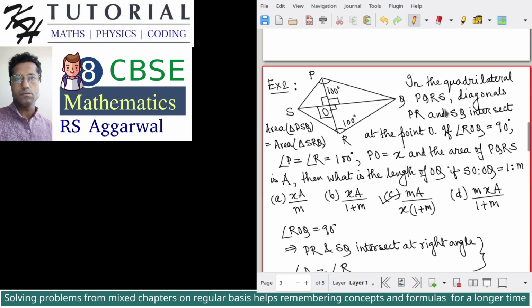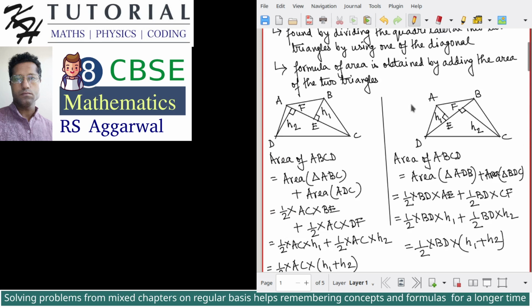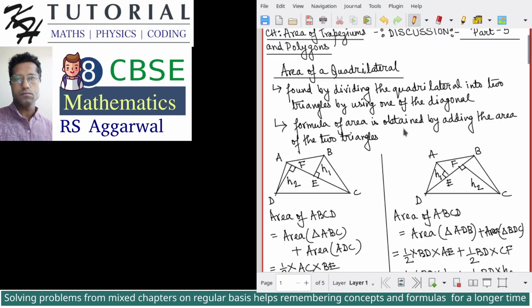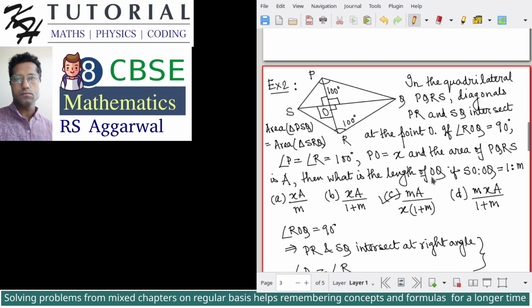So these were two problems based on the concept of finding the area of a quadrilateral using the formula that its area is half multiplied by the length of a diagonal and multiplied by the sum of the lengths of the perpendiculars drawn on that diagonal from the two vertices of the quadrilateral. I hope this video will be beneficial to you in understanding how to find the area of a quadrilateral, and these two problems will give you good practice on this topic.